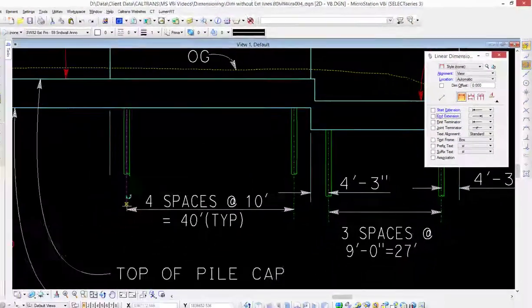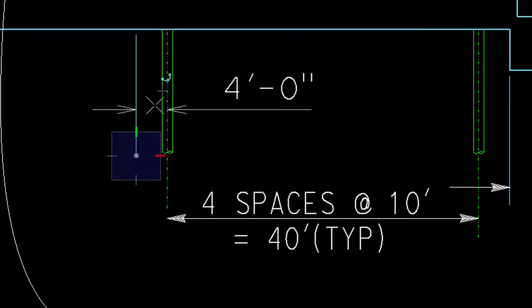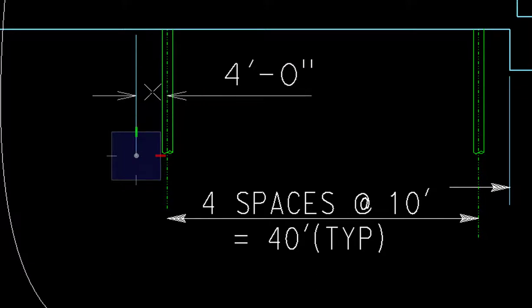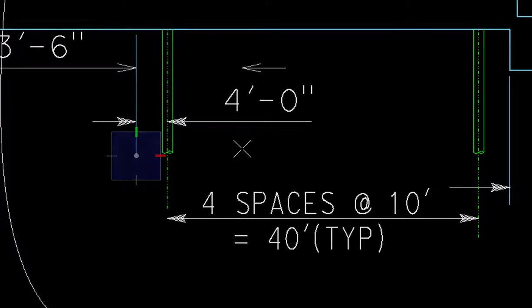I'm going to start my dimension here, doing a data, move my cursor here, data, and then I'm going to move my cursor up like this, and you can see I have freedom to place the dimension wherever I'd like to. I'm going to do a data and then a reset.